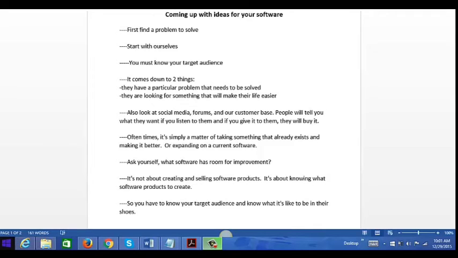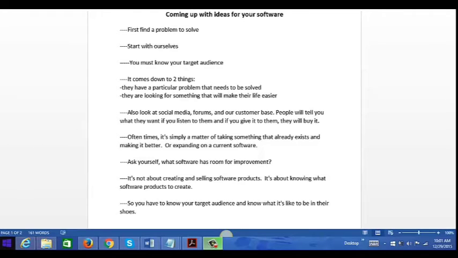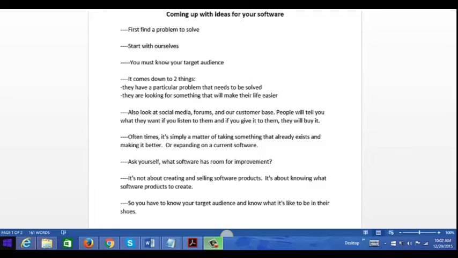Okay, one, consumers have a particular problem that needs to be solved, and two, they are looking for something that will make their life easier. Okay, you can also look at social media, forums, and your customer base to get an idea of what types of problems your customers or potential customers have and what they're willing to pay for. Because most of the time, people will tell you what they want, and if you give it to them, they will buy it.